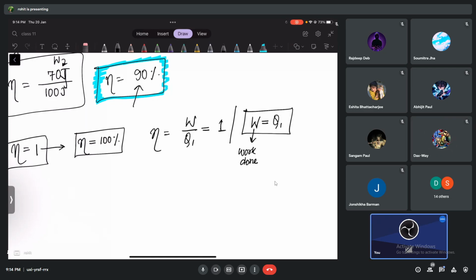Yes, wait a minute, okay, yeah. For efficiency to be 100%, what should happen, guys? First tell me that. The work done should be equal to the heat gained.